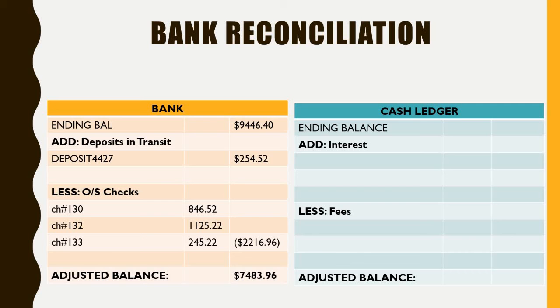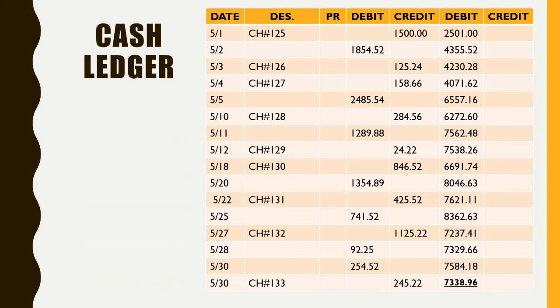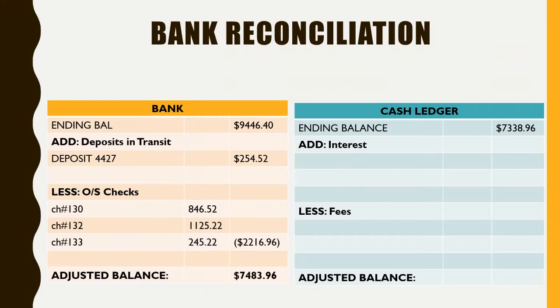Okay. So now let's deal with the cash side, or our side, the ledger side. We need to know how much our ending balance is in our cash or checking account. This is what you normally would see in your ledger account. At the very end of the month, on the very last line with the account balances, this is your ledger account. You're going to have a total of $7,338.96 currently in your ledger account, okay? That's what you're ending with.